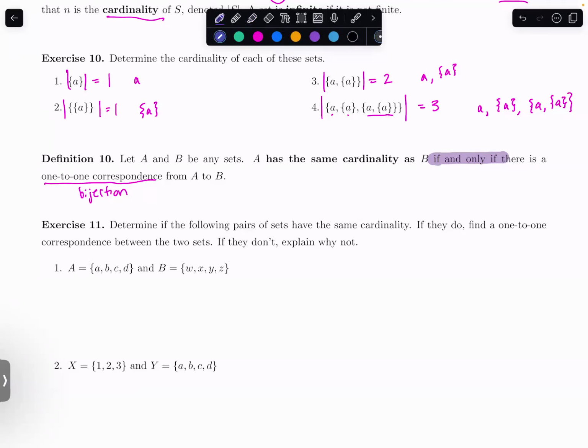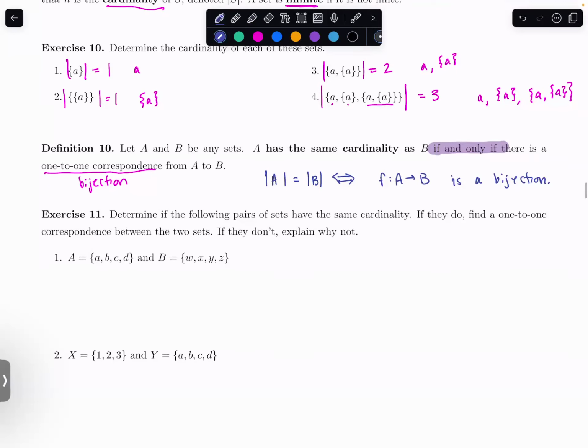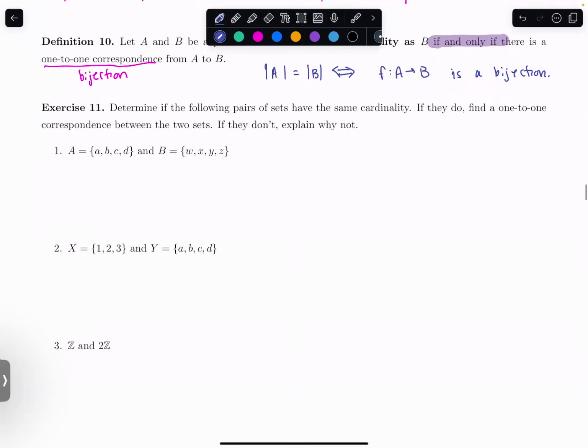And symbolically, this looks like this. The cardinality of A equals the cardinality of B if and only if F from A to B is a bijection, or a 1-to-1 correspondence. Okay, so we're going to decide if these pairs of sets have the same cardinality, and if they do, we're going to find a bijection between them. And if they don't, we're going to explain why not.